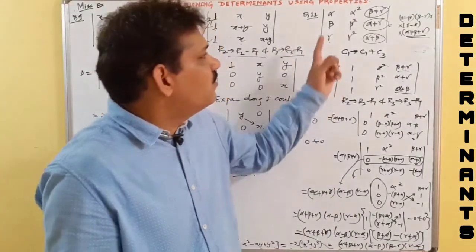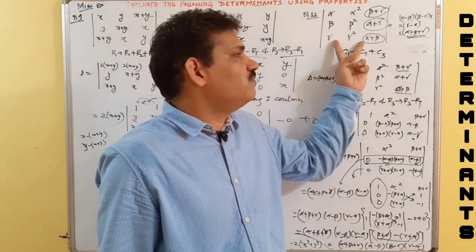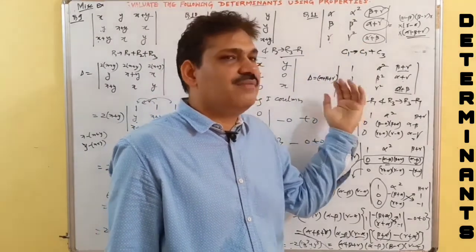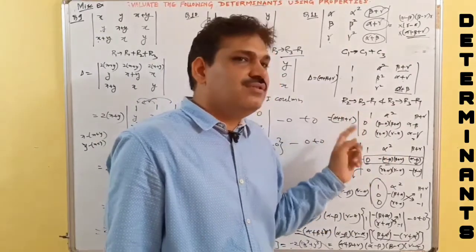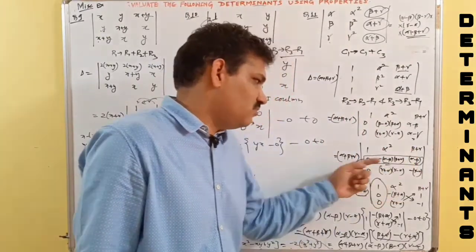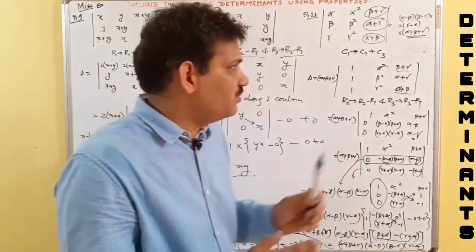So what we did is, we just made a transformation. C1 becomes C1 plus C3 so that we can get alpha plus beta plus gamma common. After getting it common, we made two zeros. After making two zeros, we took common, or simply you expand, you will get the result. This is how we do the questions.